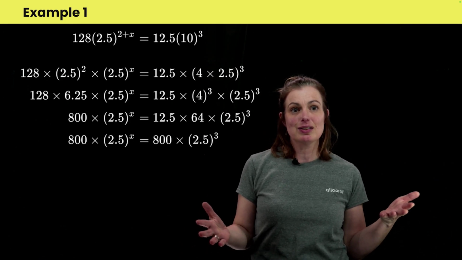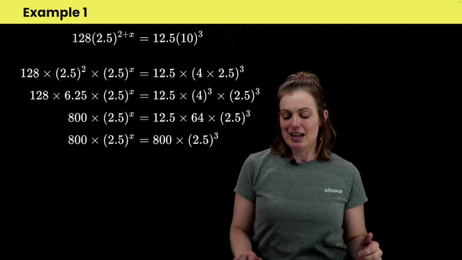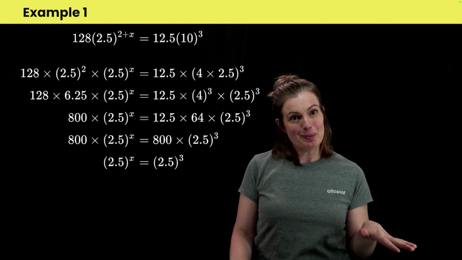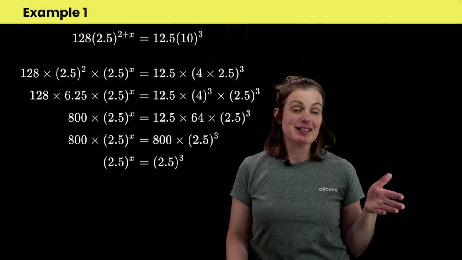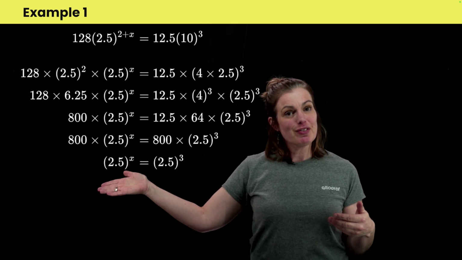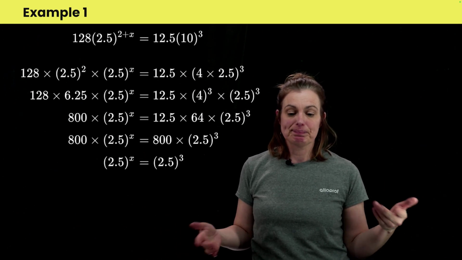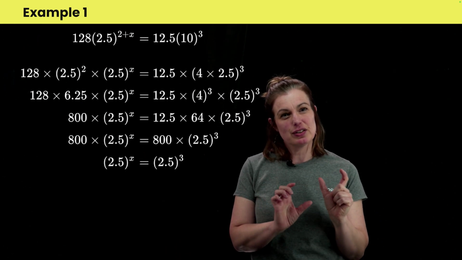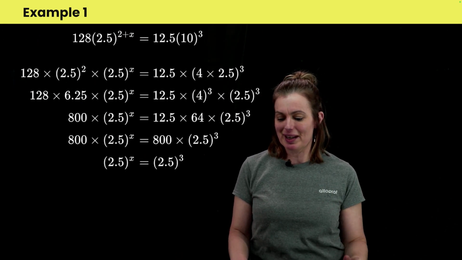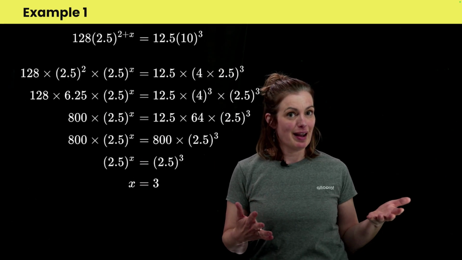So now I've got a situation where I have 800 on the left and 800 on the right. My 800s are just going to cancel out. And I'm left with that common base that I wanted to keep so badly. So I have 2.5 to the x on the left, and I have 2.5 to the exponent 3 on the right. Because these two sides are equal to each other and the bases are common, I can just say that x is equal to 3. And I have my solution.